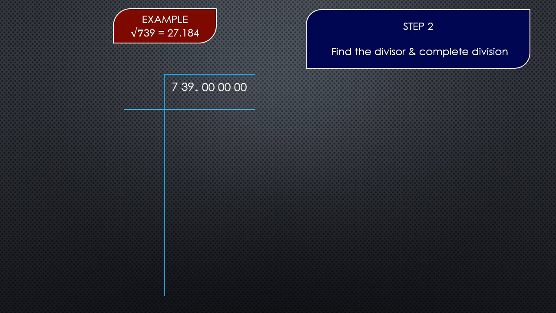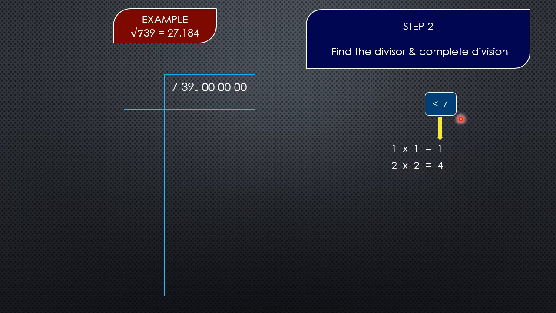Step 2. Find the divisor and complete the division. We have to find the square of a number whose multiplication value is less than the first digit of our dividend. In this example, 7. Let's start the multiplication table. 1 into 1 is equal to 1. 1 is less than 7, but let's see the 2 square value is less or more than 7. 2 into 2 is equal to 4.